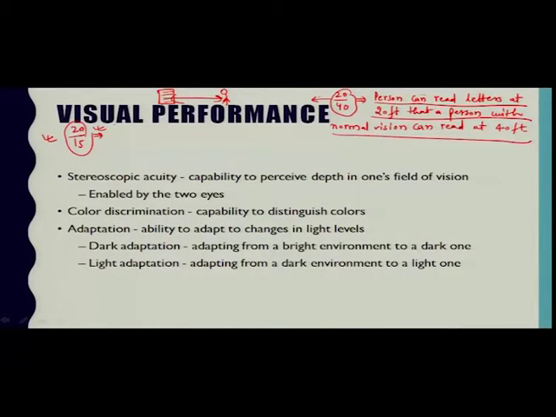So now another thing that we need to understand about the other visual performance parameters. So depth perception is a form of visual acuity, which is called as a stereoscopic acuity. It is defined as the capability to perceive depth in one's field of vision, and it is enabled by the two eyes. This is made possible by the fact that a person sees an object with two eyes that are separated by a few inches. So thus each eye sees a slightly different view of the object.